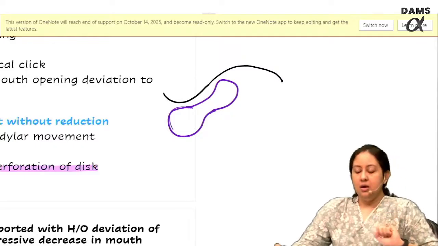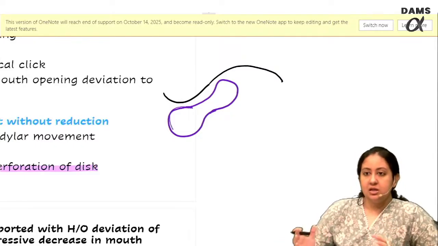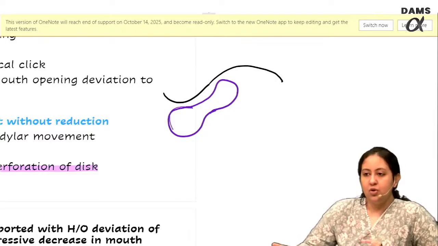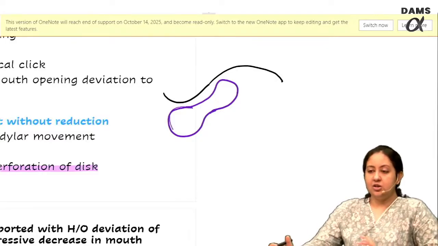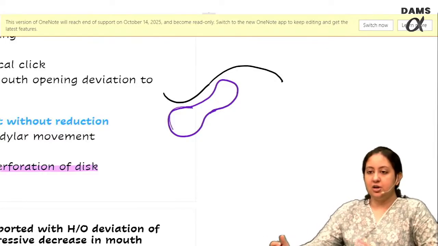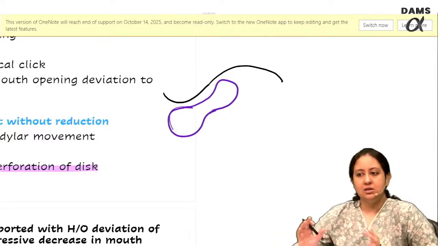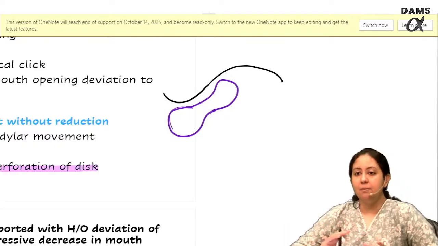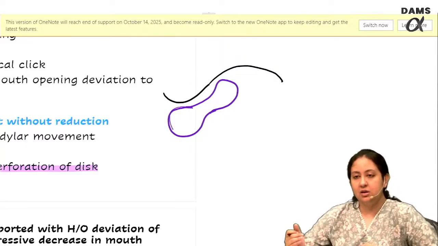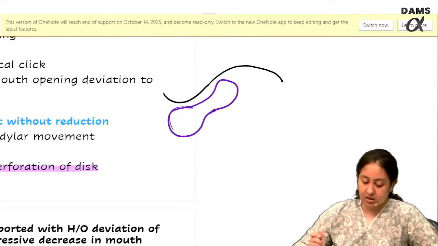Okay, now I'll very briefly tell you, we won't go into disc displacement with reduction in detail. But what is happening in disc displacement with reduction, it is in an abnormal position, but there is some mobility of the disc which is present. That is why you get the clicking sound. But what is happening in disc displacement without reduction is a scenario like this.